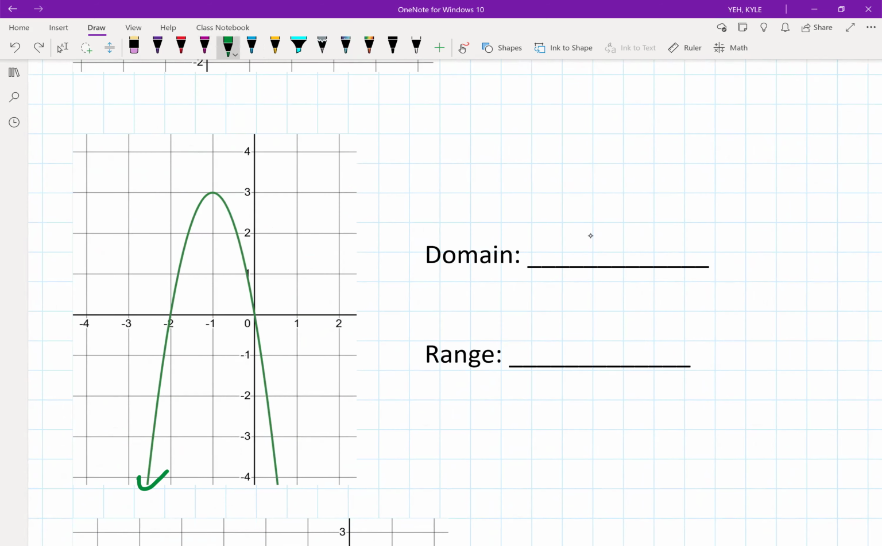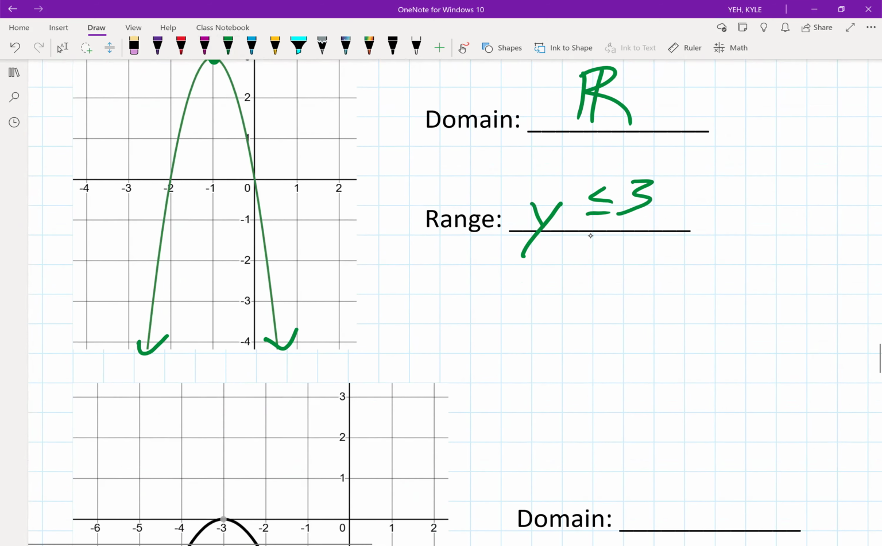Domain here, well, we go left and right forever with no breaks. I think it's going to be all real numbers. The range, it looks like our maximum was 3. That means what y values do we hit? We hit everything 3 and below. Y is less than or equal to 3 because we hit 3, we hit 2, we hit 1, we hit 0, we hit -1. All of those are hit by our graph. All those y values appear in our graph.